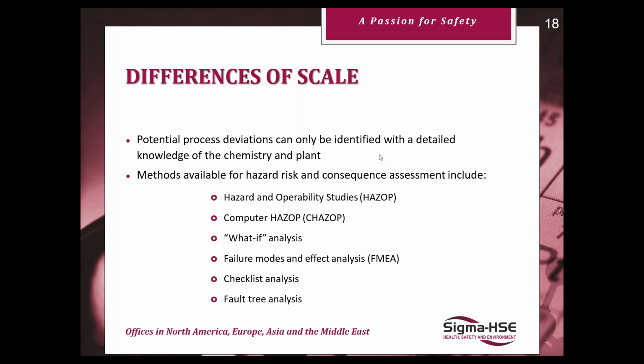So a full understanding of the chemistry you're performing and the plant you are using will help you understand fully what the impacts are of any potential process deviations. Some of the techniques and methods below are available for hazard risk and consequence assessment, such as HAZOP, computer HAZOP, what-if analysis, FMEA, and others, just to really think through the steps of, if I change this about my process, what could be the potential impacts.